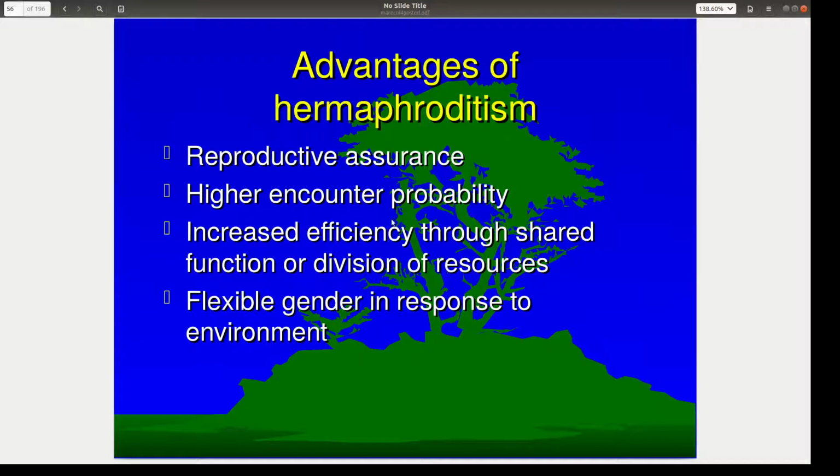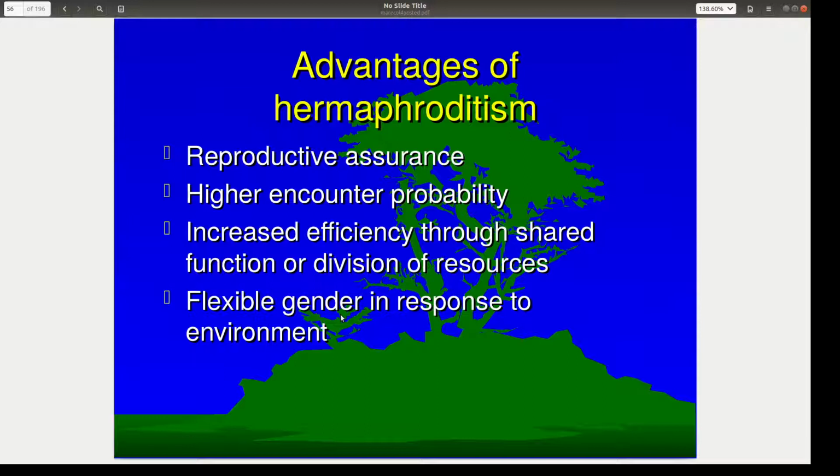And also, you can change your gender. In other words, the amount of reproduction you accomplish through your male function or through your female function in response to the environment. If there's some environments, including your social environment, where you'd be more successful as a male, then you can just reproduce as a male. If there are other environments, including social environments, where you could be more successful as a female, then you can reproduce as a female. So you can maximize your mating success more easily and better if you're a hermaphrodite than if you're only one sex.